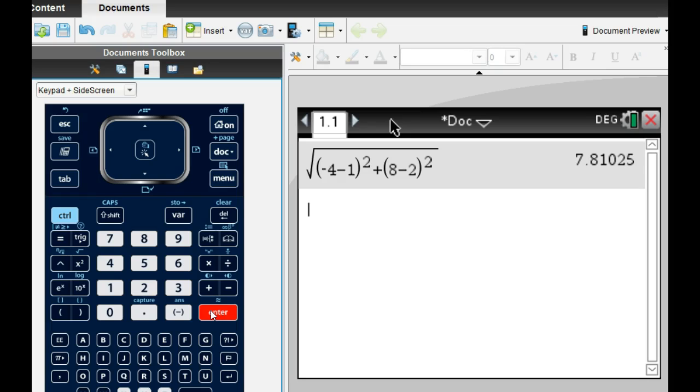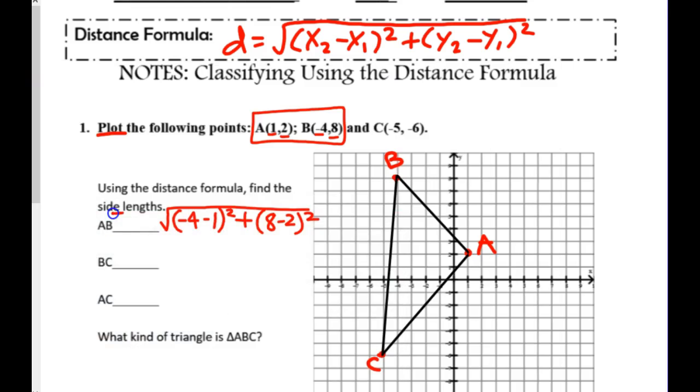So notice the 7.810, the 0 makes the 1 stay a 1. Okay, it doesn't round up. So 7.81, let's go ahead and write that down for AB, might as well put it on the picture too, 7.81.